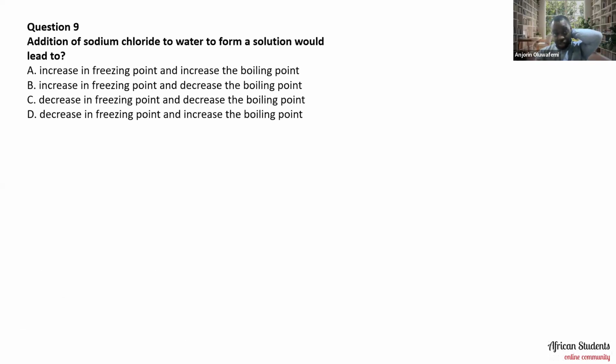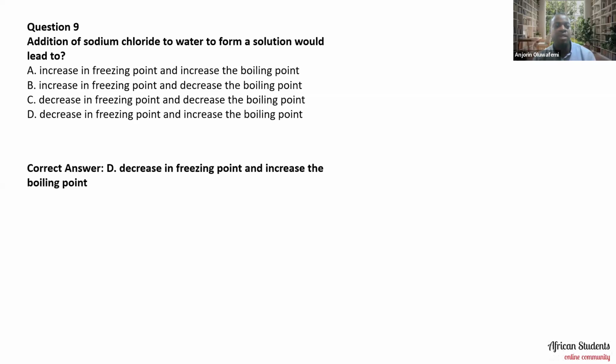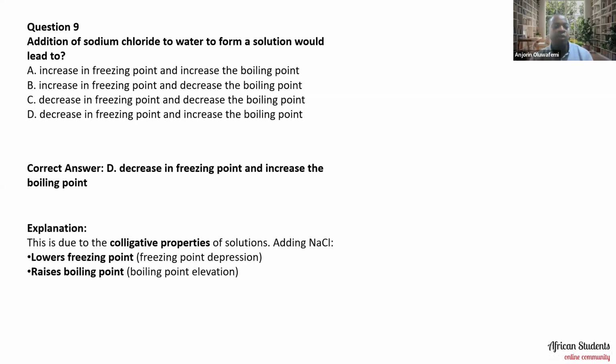Now, the question is, addition of sodium chloride to water to form a solution will lead to, is it A, increase in freezing point and increase in boiling point, increase in freezing point and decrease in boiling point, decrease in freezing point and decrease in boiling point, or decrease in freezing point and increase in boiling point? According to this, it will be a decrease in freezing point and increase in boiling point. So this is due to the colligative properties of solutions. Adding NaCl lowers the freezing point, that's the freezing point depression, and raises the boiling point, which is the boiling point elevation.